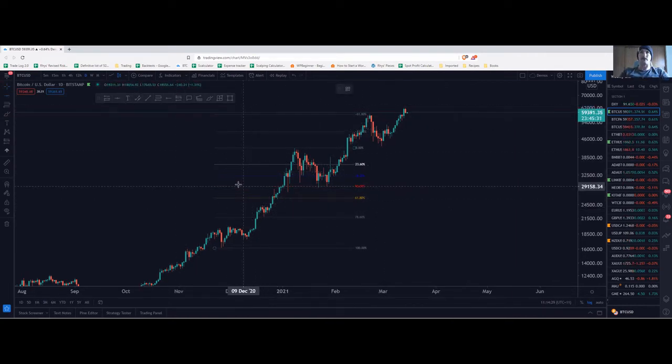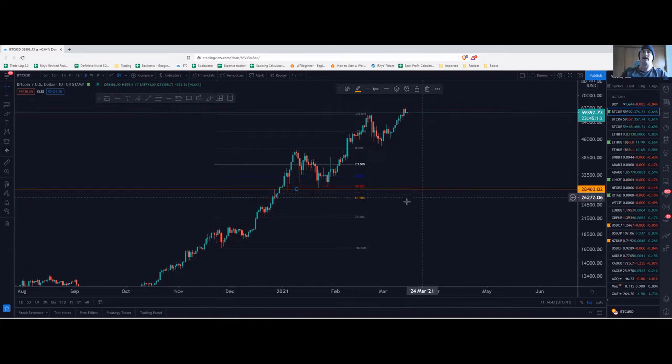Now, you don't just want to use the fib levels as the solo indicator. You can. I've built a strategy that does that and it works successfully, but it's not necessarily the best way to trade. So usually what you're looking for is where they line up with other indicators.